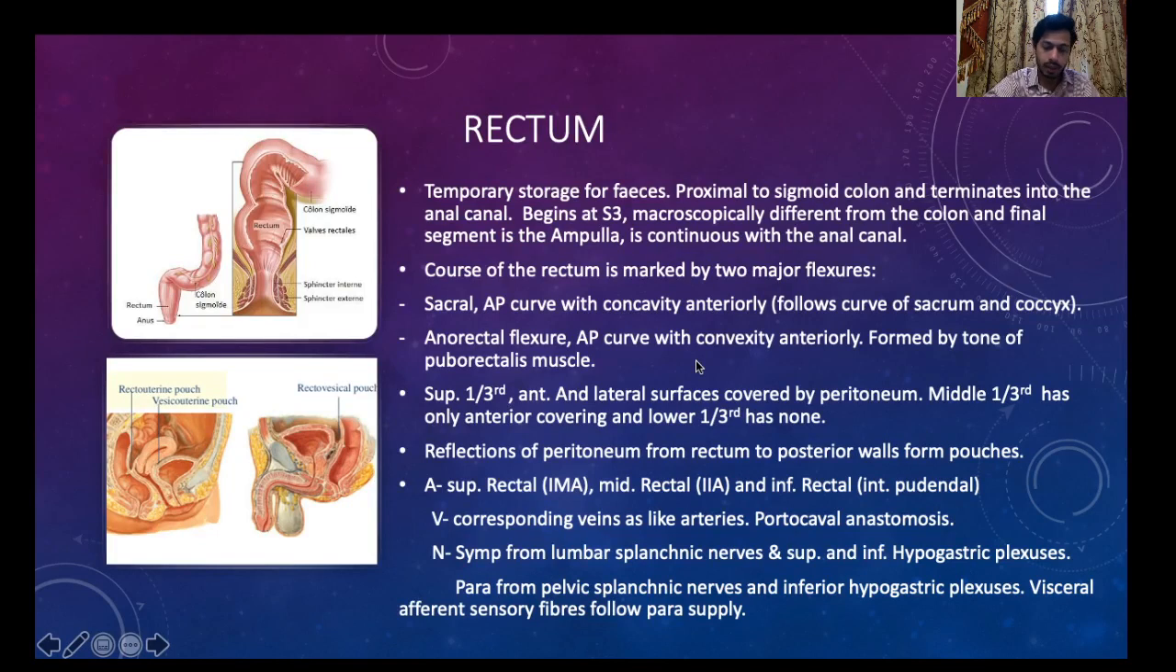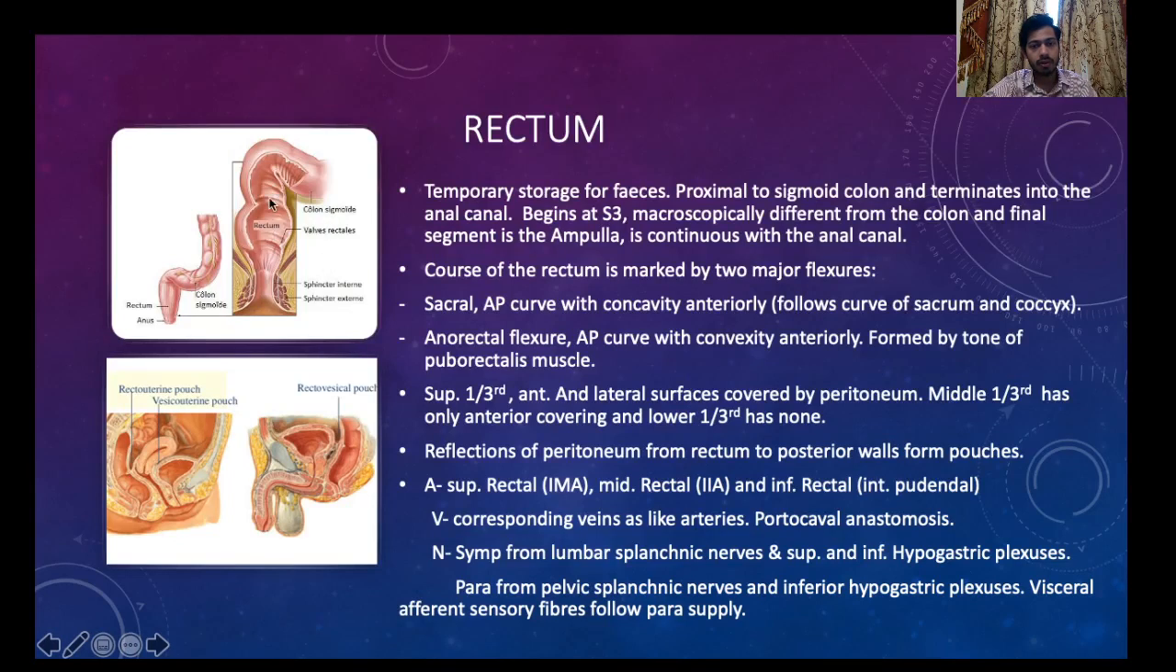And then the last two parts of it, you have the rectum, which is the extension of the sigmoid, and it is a temporary storage site for feces. It will terminate into the anal canal. It begins at S3. Macroscopically it is actually different from the entire large intestine, because its final segment is the ampulla. So this here is the ampulla, it's the widest part of this part of the large intestine, and it obviously then continues with the anal canal.